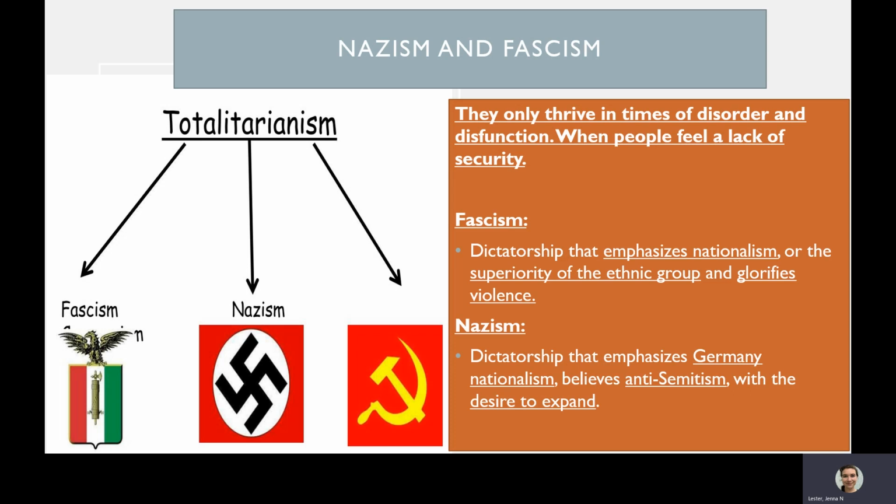So fascism, as a definition, is a dictatorship that emphasizes nationalism and the superiority of a specific ethnic group, so like white people or Asians or things like that. Or it might be even more specific, like Japanese, Italians. But usually it does come down to a race. And it glorifies violence. Basically, the government will execute people and people will come and jeer at the execution.